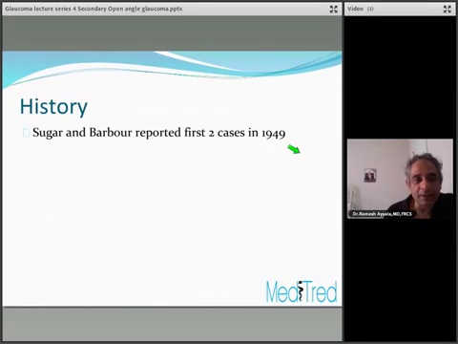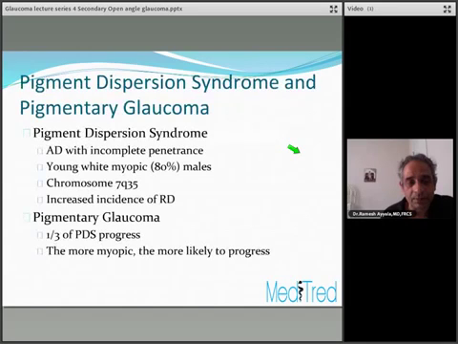From the historical perspective, Sugar and Barber reported the first two cases in 1949. I could not find any other history prior to this of pigment dispersion syndrome. Pigment dispersion syndrome is an autosomal dominant disorder with incomplete penetrance, typically seen in young white males. And the chromosome that's been identified or linked to this disorder is 7q35. It has an increased incidence of retinal detachment associated with it.